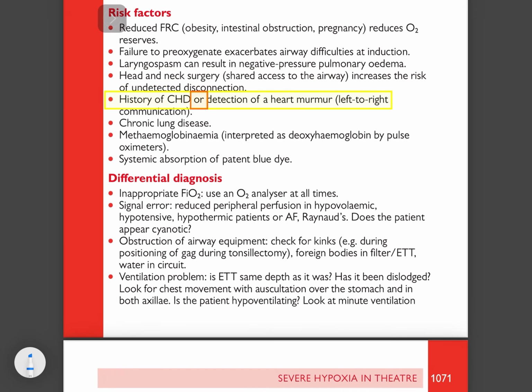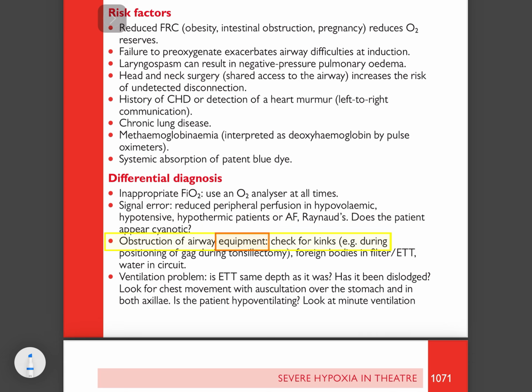History of CHD or detection of a heart murmur: left to right communication. Chronic lung disease. Methemoglobinemia is interpreted as deoxyhemoglobin by pulse oximeters. Systemic absorption of patent blue dye. Differential diagnosis: inappropriate FiO2, so use an O2 analyzer at all times; signal error; reduced peripheral perfusion in hypovolemic, hypotensive, hypothermic patients or AF, Raynaud's. Does the patient appear cyanotic?